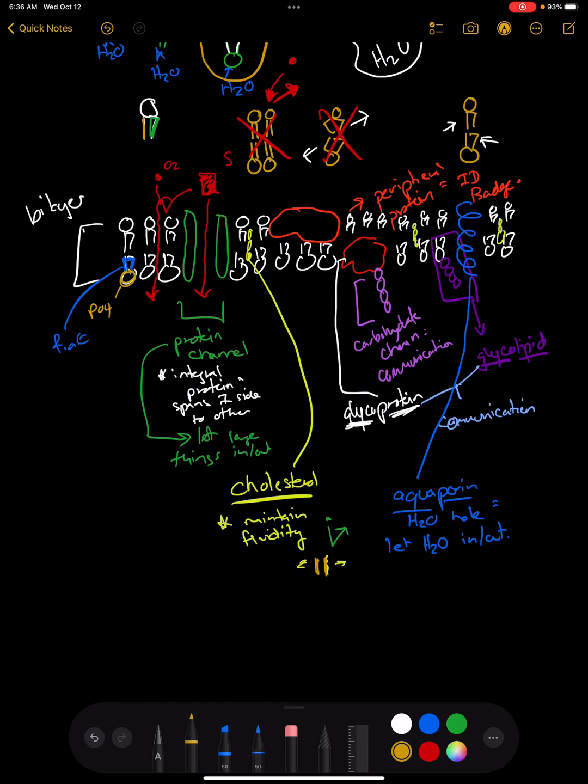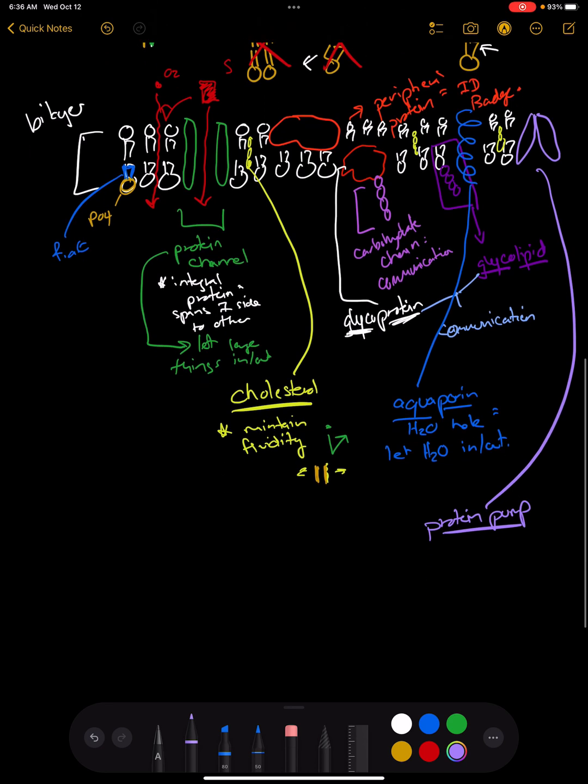And then my very, very last structure, we'll make him purple. We're going to put him over here on this side. I'm going to drag him all the way down here. This guy is called a protein pump. He is still an integral protein because he goes from one side to the other. But what he does is change shape to let things in and out of my cell. And if I want to change my shape, that is going to cost energy, which is ATP.